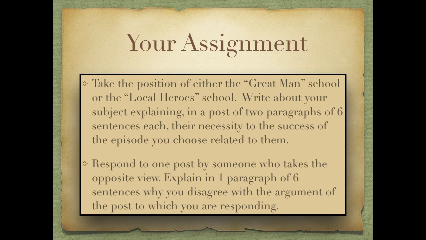So, for example, if you believe in the Local Hero School, you would have to talk about some local hero who was pivotal to the success of civil rights in a single episode. If you believe in the Great Man School, you would talk about why that person was pivotal and you identify the person. Then you must also respond to one post by someone who takes the opposite view. If you take the local hero view, you have to respond to a post of someone who holds the great man view. Explain in 1 paragraph of 6 sentences why you disagree with the argument of the post to which you are responding. You must do both to win your points for this discussion assignment for this flipped classroom.